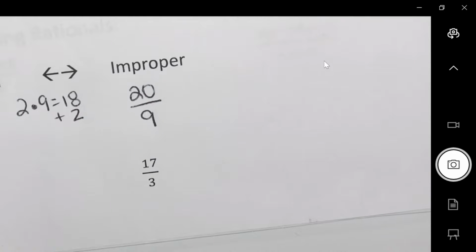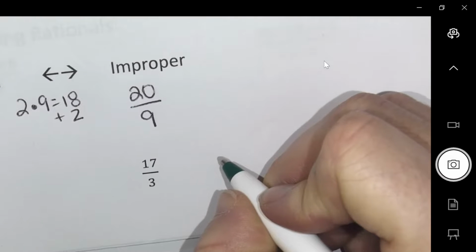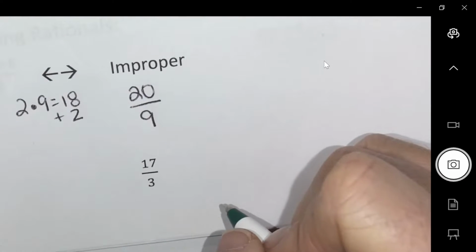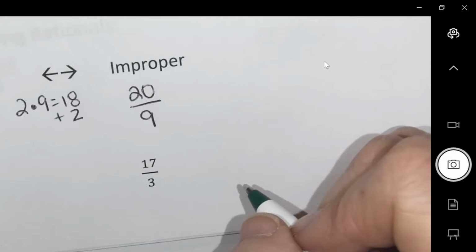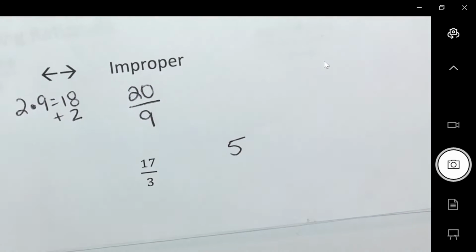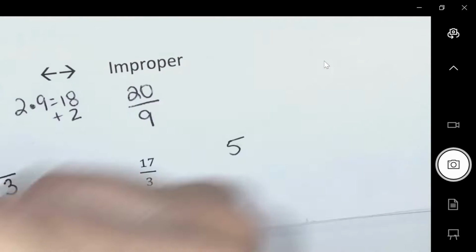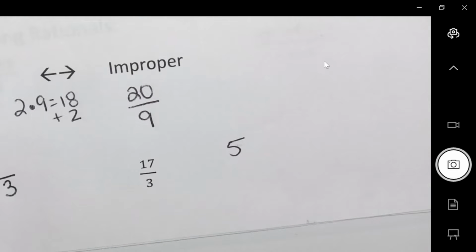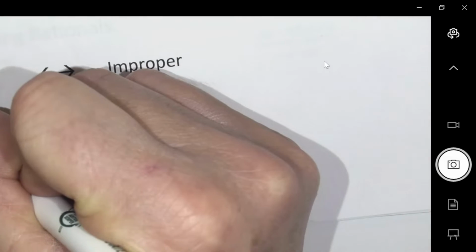Okay, next we're going to go from improper to mixed. How many times can I fit 3 into 17 fully? 5. I can get 5 whole parts of that. Okay, if I have 5 entire pies with 3 pieces, now I'm at 15 pieces, which means how many extra pieces do I need? 2.